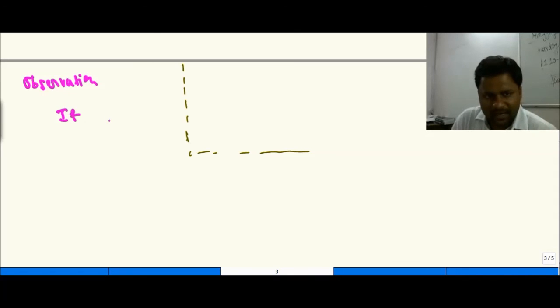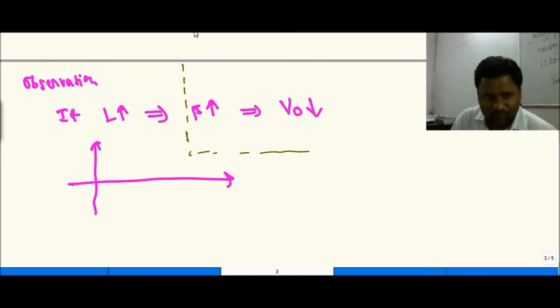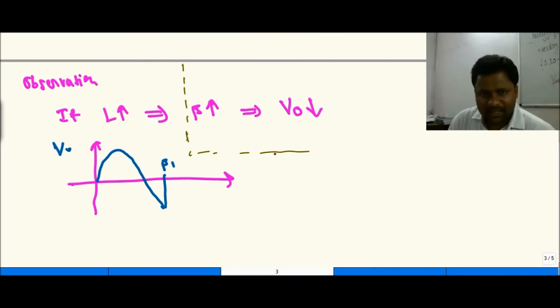If L increases, that means we can increase the value of beta. That means we can decrease the output voltage. Average output voltage decreases. What does it mean? Let us suppose this is the output voltage waveform. Here the output voltage is going to be like this fashion. This is beta 1. If I increase the value of beta, that means if I increase the value of the inductor, then the output voltage is going to be like this fashion.